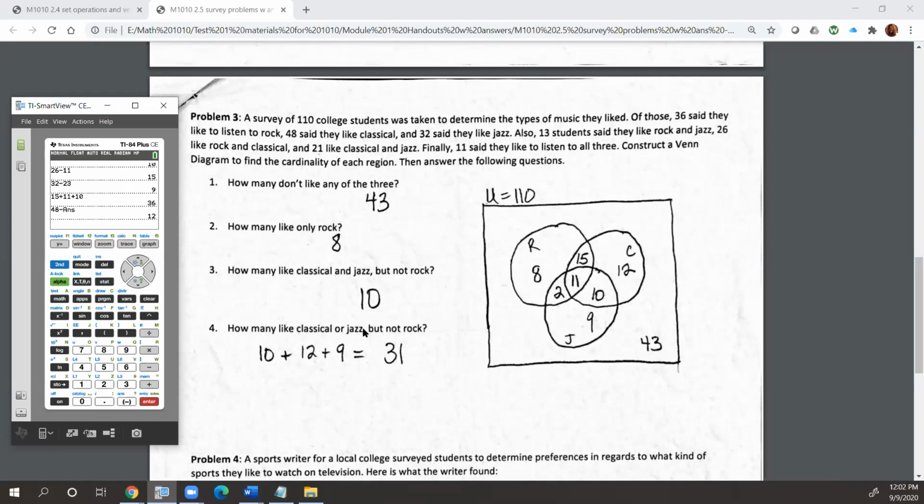How many like classical or jazz, but not rock? A little slightly different now. The students that like classical or jazz are in both circles here, but not rock. So what's left is 12, 10, and 9. So we have 31 students that like classical or jazz, but not rock.